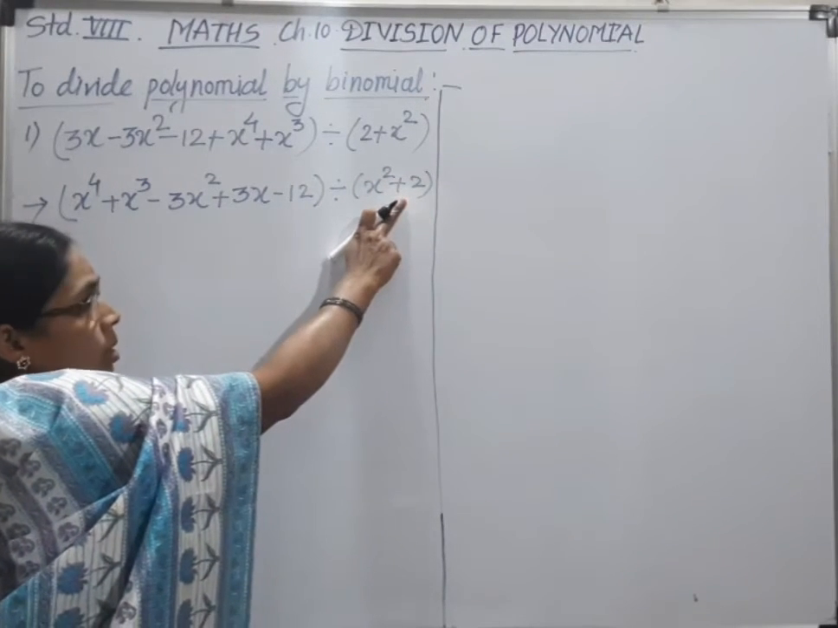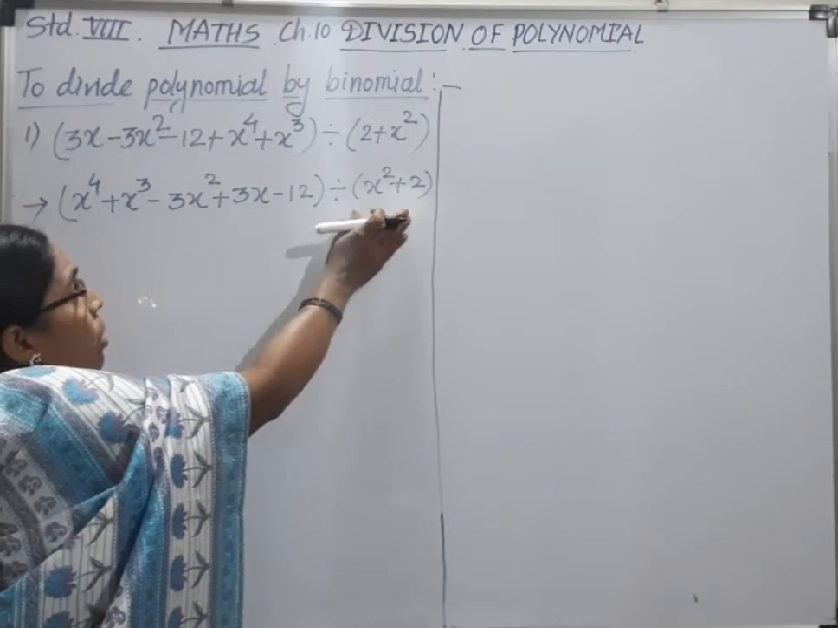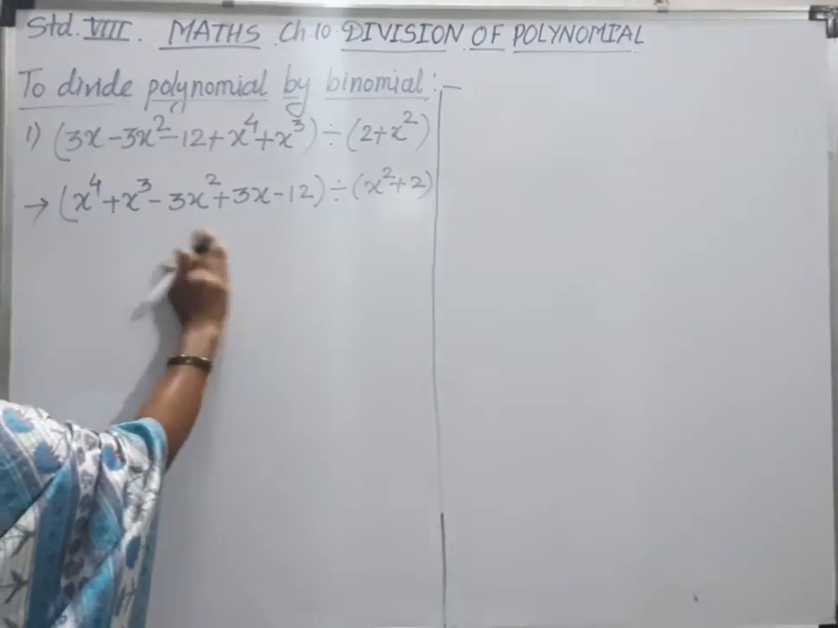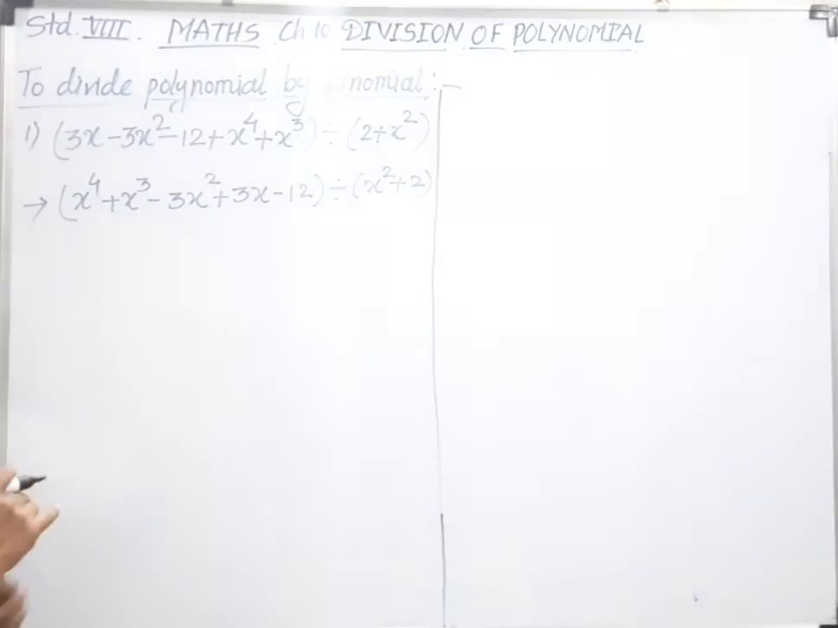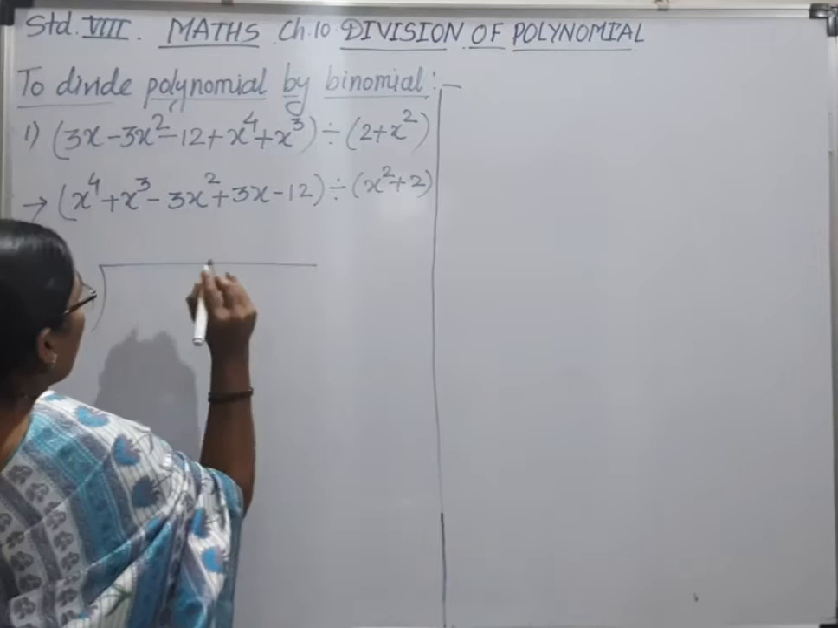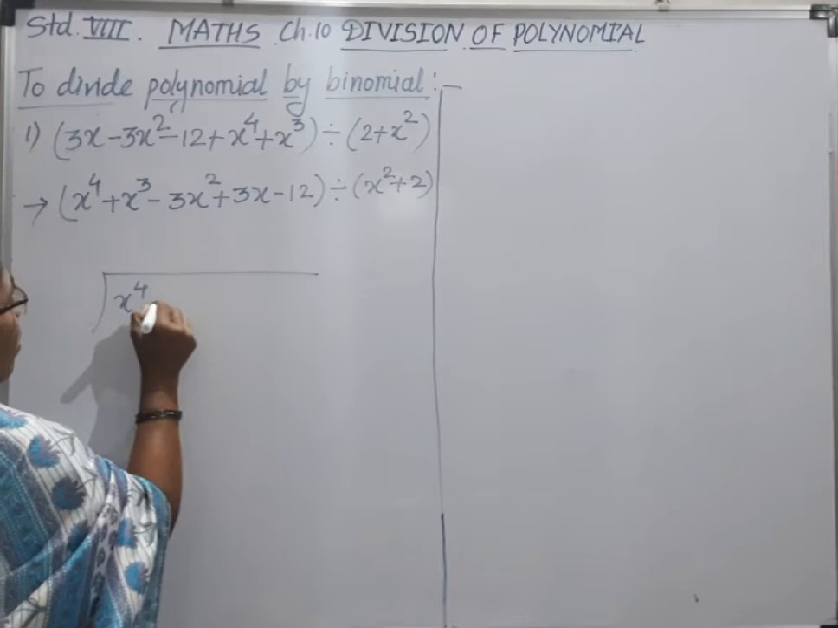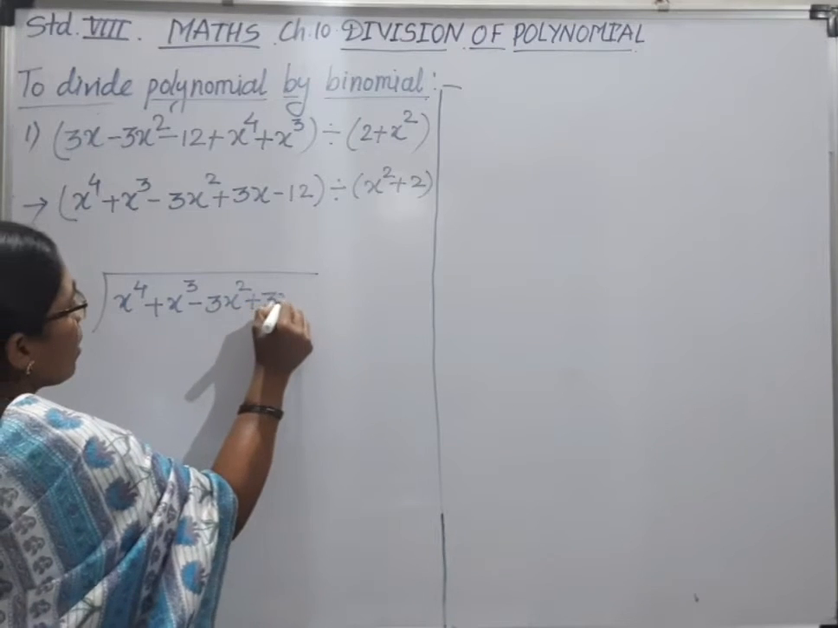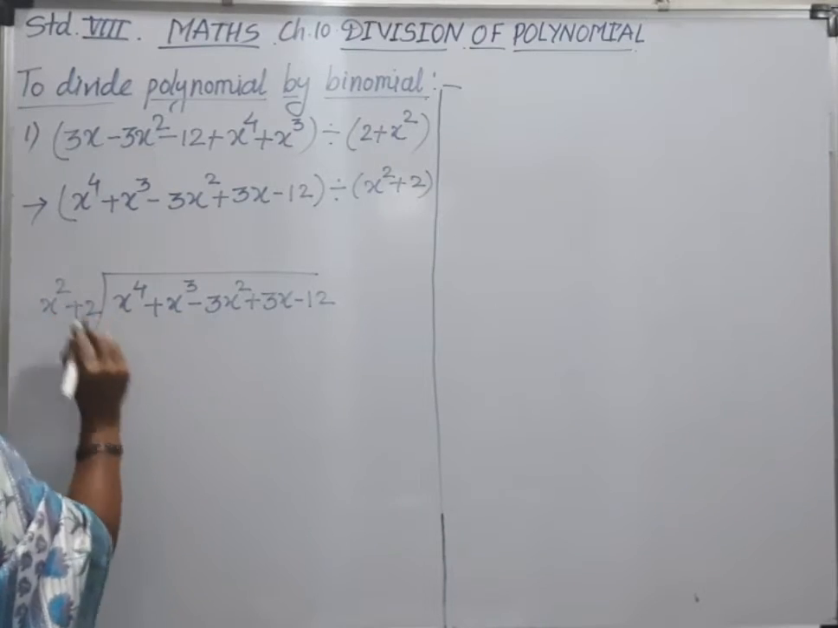Here also one term is missing, but in the divisor we cannot change anything, we cannot add an extra term if any term is missing in the divisor. Here already all these terms, 4, 3, 2, 1 and 0, are present in the dividend. Now we can divide. So first we write in this form: x raised to 4 plus x cube minus 3x square plus 3x minus 12 divided by x square plus 2.